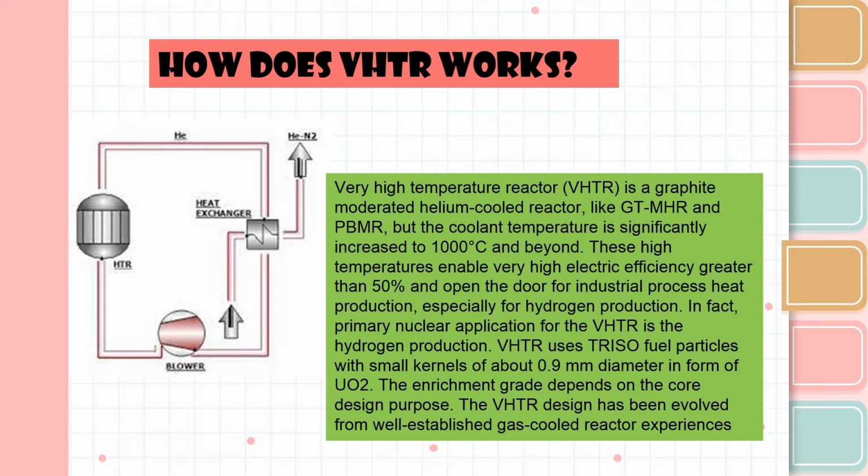Okay, let's proceed to how does VHTR work. A very high temperature reactor, VHTR, is a graphite-moderated helium-cooled reactor like GT-MHR and PBMR. But the coolant temperature is significantly increased to 1000 degrees Celsius and beyond. This high temperature enables very high electric efficiency greater than 50% and opens the door for industrial process heat production, especially for hydrogen production. In fact, a primary nuclear application for the VHTR is hydrogen production. VHTR uses TRISO fuel particles with small kernels of about 0.9 mm diameter in the form of UO2. The enrichment grade depends on the core design purpose. The VHTR design has evolved from well-established gas-cooled reactor experiences.